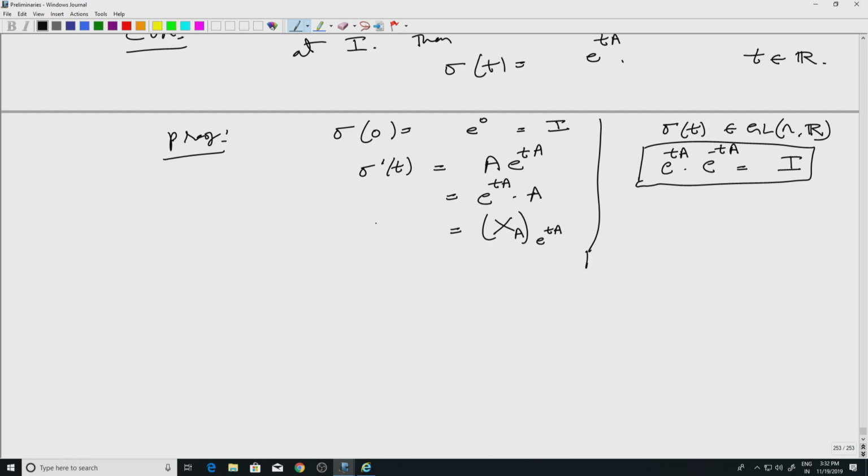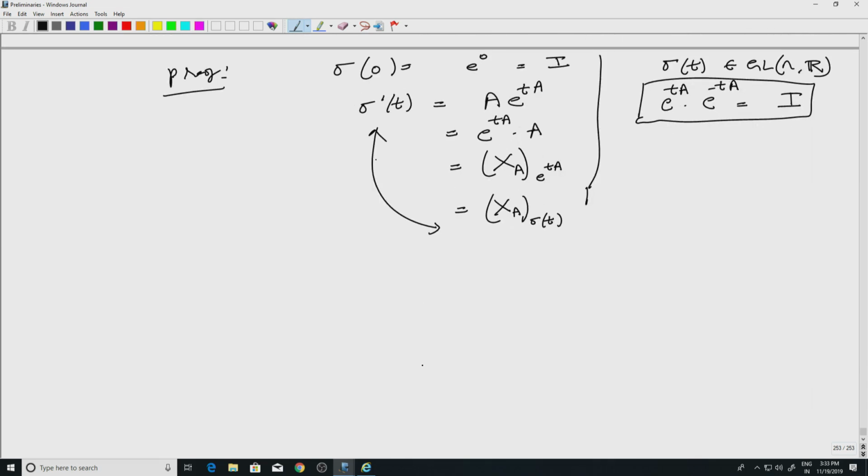So that's the first thing. With that in hand, this is the same thing as XA, and e to the power tA is the same as sigma t. So we have the integral curve equation: sigma prime t equals XA at sigma t. So integral curves starting at identity are easy to describe, and it's also easy to describe integral curves starting at any other point as well.